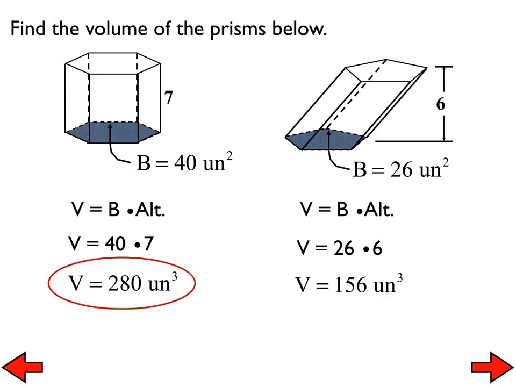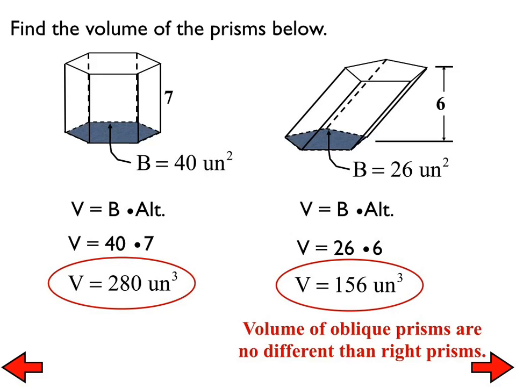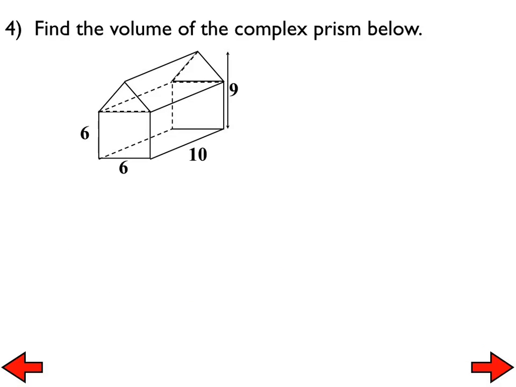All right, so then sometimes we have shapes that are made up of multiple shapes. We usually call these composite figures. So if you look at number 4, we have this shape right here. I would like you to find the volume of that composite or complex prism.